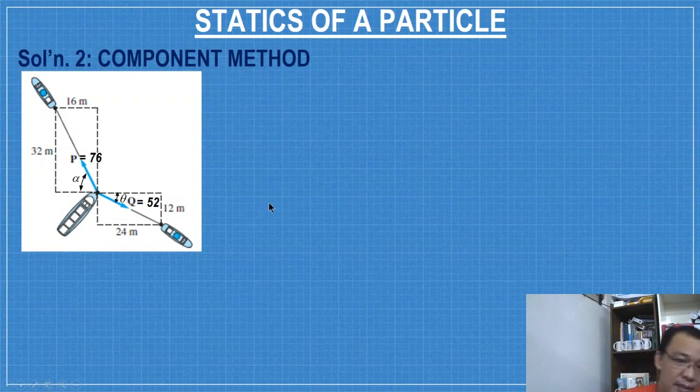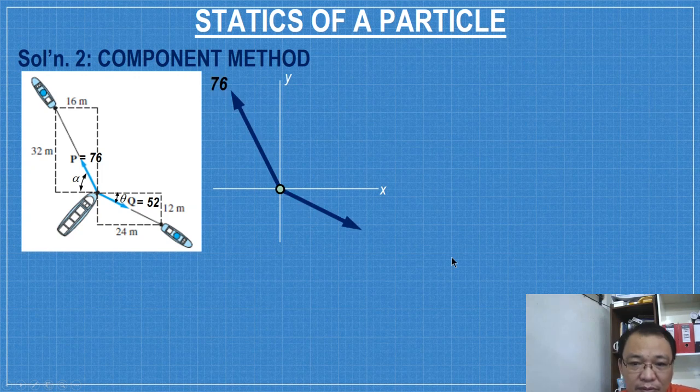Now, for the component method, okay, we have this one. 76, 52. And then, shortcut, 32 over 16, reduce it to lowest terms, is simply 2 is to 1. So, 36 and 16, 32 and 16. So, lowest term, it's 2 over 1. So, you can compute the hypotenuse, that's the square root of 1 squared plus 2 squared, square root of 5. For 52, 12 is to 24. So, lowest term is 1 vertical, 2 horizontal. Square root of 5, that is, square root of 2 squared plus 1 squared.